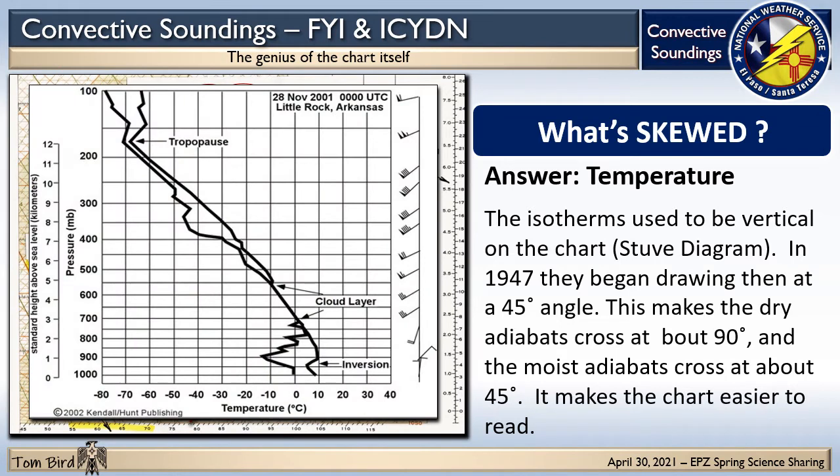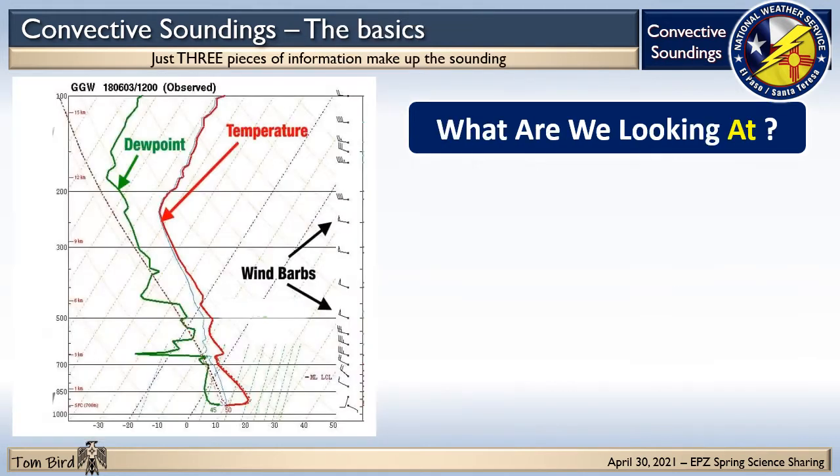And so this is what the old Stuves looked like. You can see here on this chart, the temperature lines were straight up and down. They weren't skewed at all. So that's what they used to look like. And supposedly, with them skewed now at a 45-degree angle, it's a lot easier to see. So when we're looking at a sounding, exactly what are we looking at?